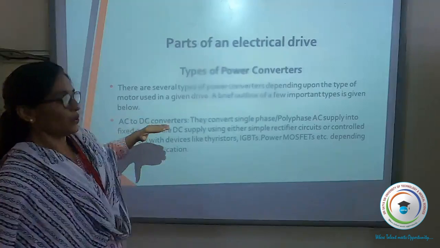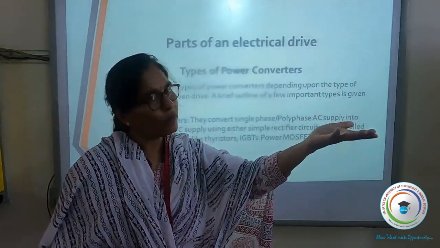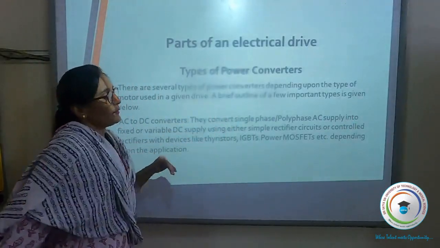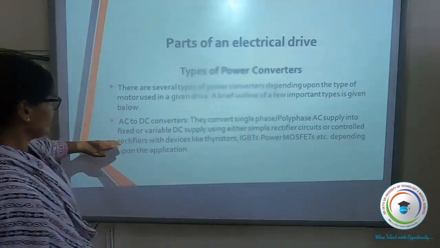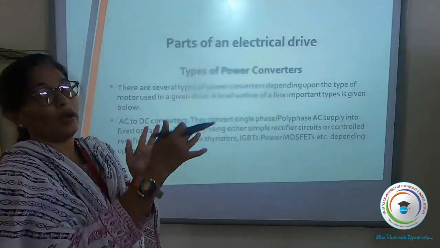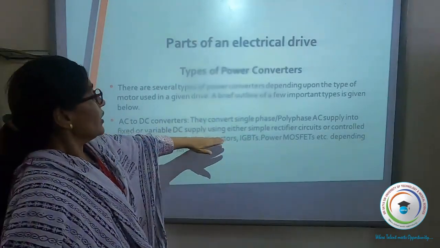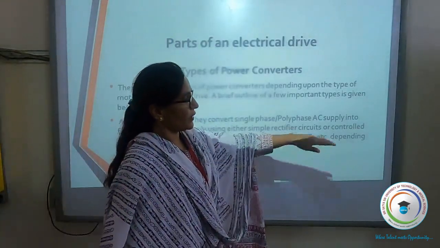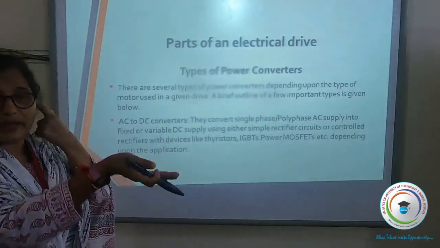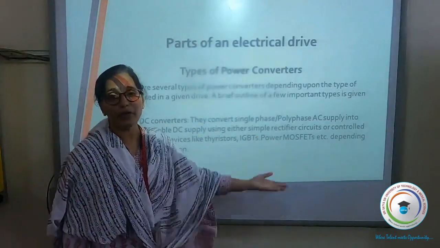If the input is AC and we require an output in the form of DC, the AC to DC converter will use single phase or polyphase, fixed or variable, meaning either fixed to fixed or fixed to variable DC supply, using a simple rectifier circuit or controlled rectifier devices. Now, what are those devices employed in that? Devices like thyristors, IGBTs, power MOSFETs, etc.